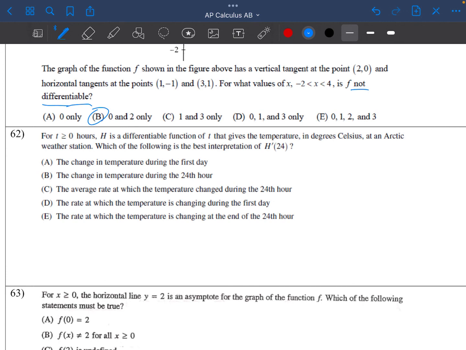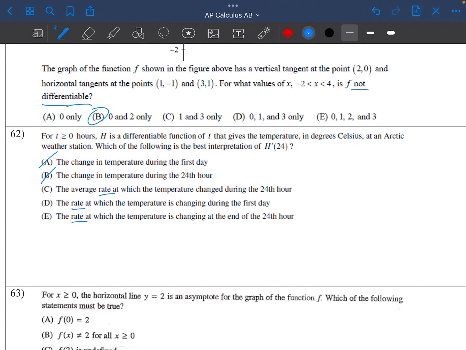Let's try this one. Okay, so T is representing hours. So far, so good. Differentiable. Okay, so H is giving temperature. That's kind of important. And we have to interpret, what does H prime of 24 mean? The first thing that I know is that whenever you take the derivative, that means it's changing the amount. H is an amount of degrees. H prime is now going to be the rate of the degrees. So we need the words rate, which immediately eliminates A and B.